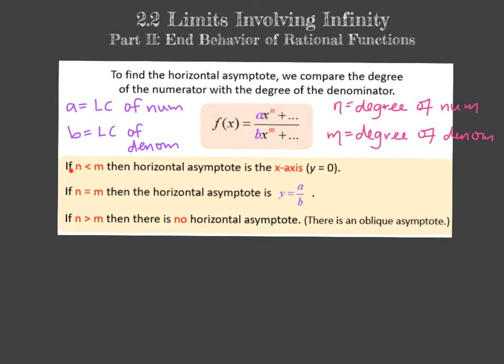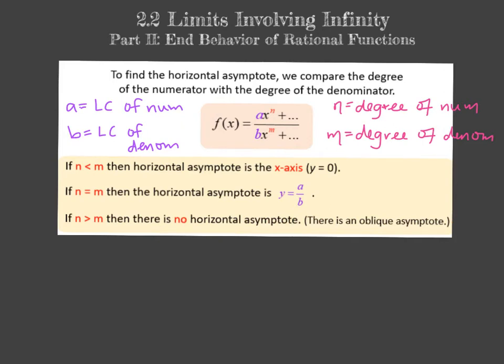If the degree of the numerator is less than the degree of the denominator, if the two degrees are equal, or if the degree of the numerator is greater than the degree of the denominator. Those are the only three options. In the first case, our horizontal asymptote is y equals 0. In the second case, if they're equal, we also have a horizontal asymptote. It's the ratio of the two lead coefficients, just a over b. And in the third case, if n is greater than m, then there's no horizontal asymptote.